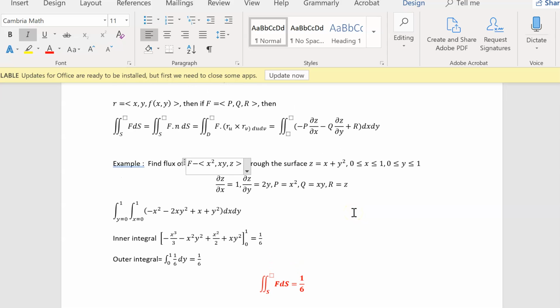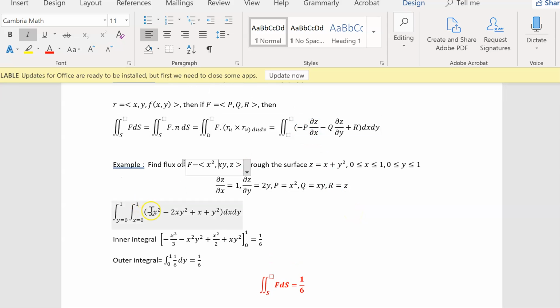Now when we put that in, we calculate negative P. Negative P would be negative x squared, and the partial with respect to x is 1, so it's negative x squared here. Then you have negative Q times the partial of z with respect to y. Q is xy, so that xy is there, and if you take the partial with respect to y, you get a 2. Then you continue doing that, and you will have to integrate this.